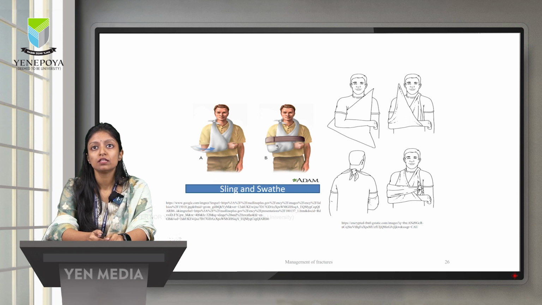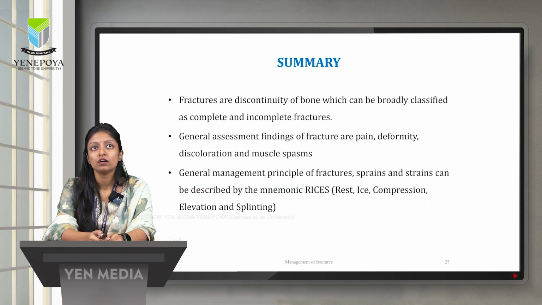So that is how different methods of splinting can be used for different fractures. What we learn from this is that fractures are nothing but discontinuity of bone, which can be broadly classified as complete and incomplete fractures. They can also be classified as closed and open fractures. General assessment findings of fractures are usually pain, deformity, discoloration and muscle spasms, but different kinds of fracture and severity might give some other symptoms as well.